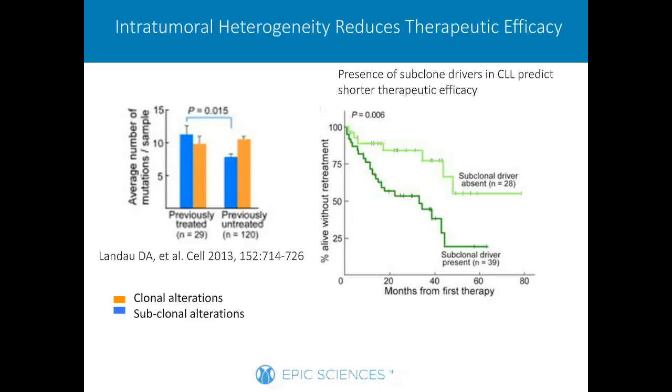And so if you take those patient populations and stratify them by whether subclonal drivers were present, shown in the dark green line on this Kaplan-Meier curve, or no subclonal drivers were detected, the light green line, making two separate distinct populations, you can see that the time to therapy failure was much shorter for those with subclonal alterations present. So in summary, you could just think that the more heterogeneity you observe, the worse the therapeutic response.